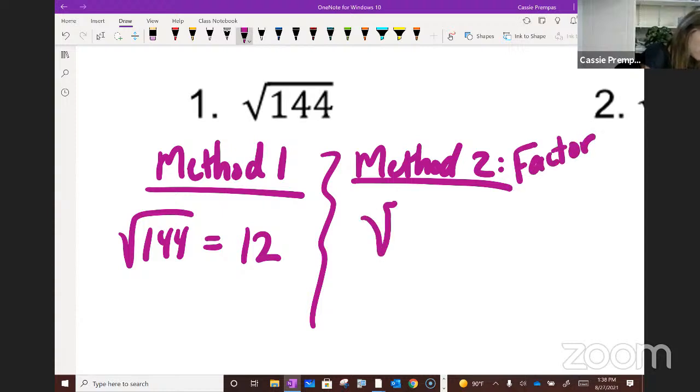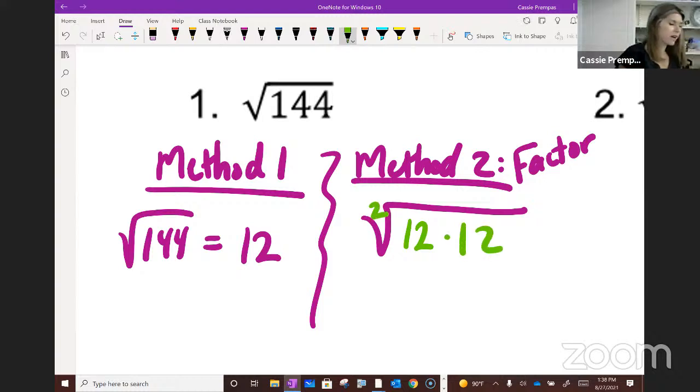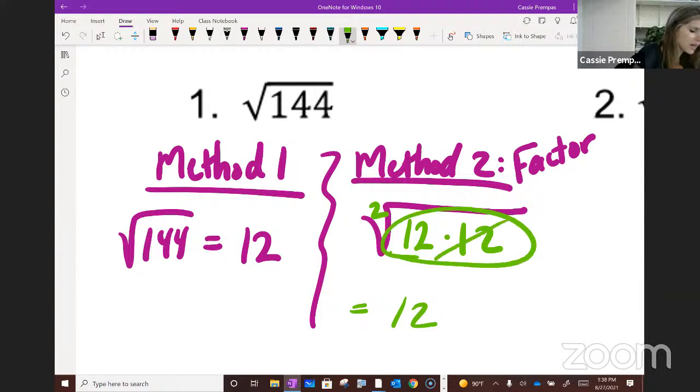And if I'm looking for the square root of 144, I would break that down. I could go all the way down, or as soon as I find 2 of the same factor, since it's a square root, an index of 2, once I found two of the same number, I know I can essentially group them together and take it out because 12 times 12 creates a perfect square. So the square root of that becomes 12.